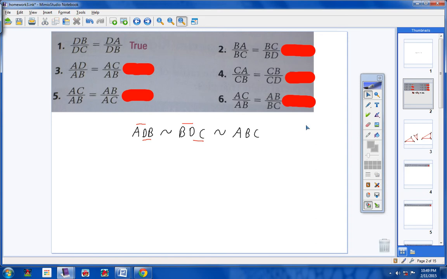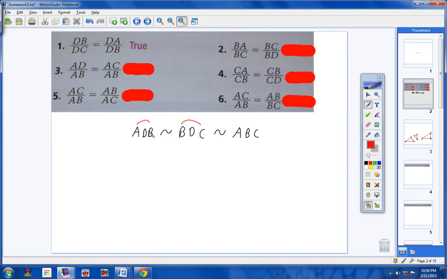Alright, let's take a look at our next one here. Actually, get rid of these red lines first. There we go. Okay, number 2. Now, number 2 says BA. Okay, I've got a BA here. BA over BC. Okay, so there we go. BA over BC equals BC over BD.